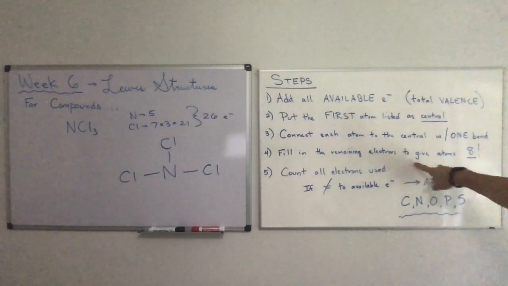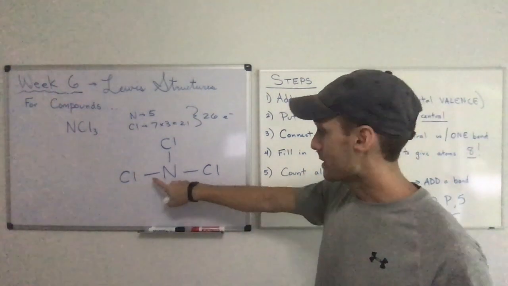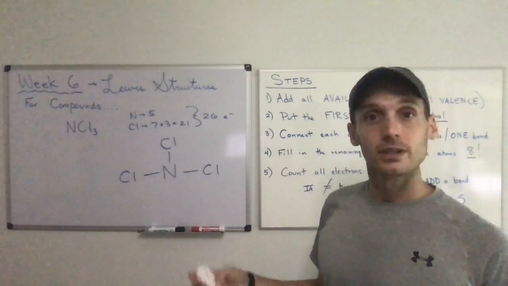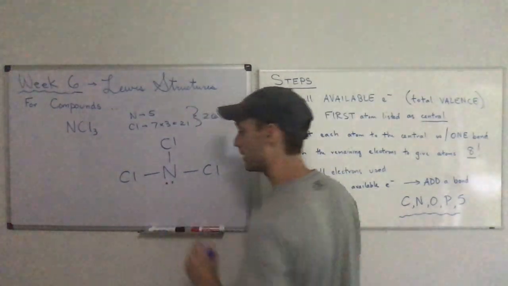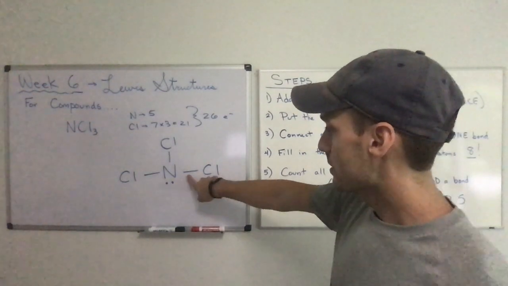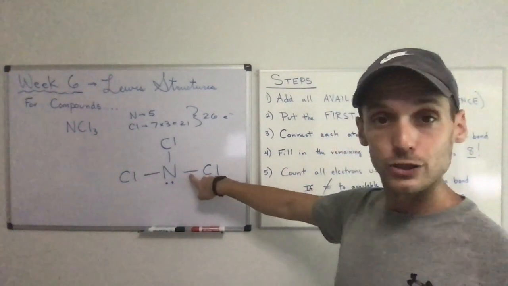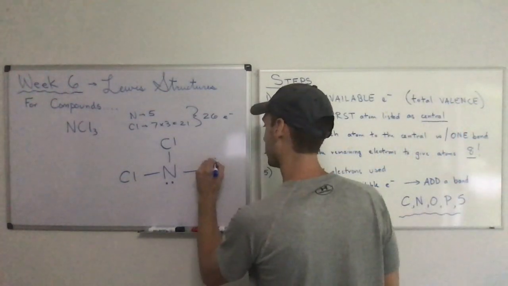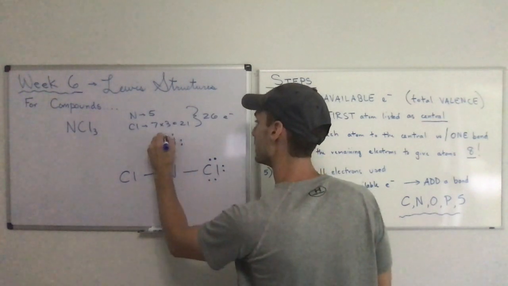Fill in the remaining electrons to give 8. So right now, nitrogen has 3 bonds connected to it. That's 6 electrons because each bond is 2. So it only needs 2 more electrons to get up to 8. Each of these chlorines only is connected with 1 bond right now. So that's only 2 electrons. We need 6 more. So we'll fill in those 6 electrons around each chlorine.